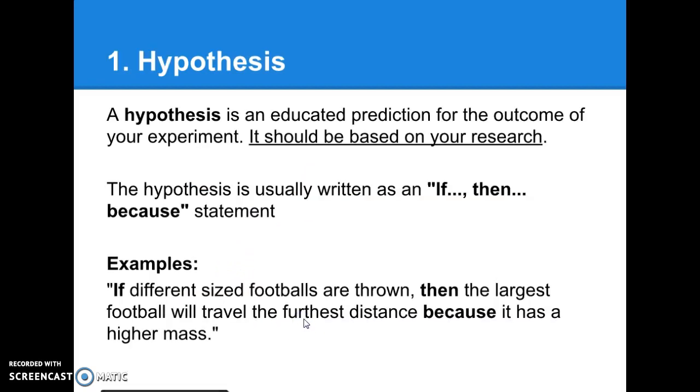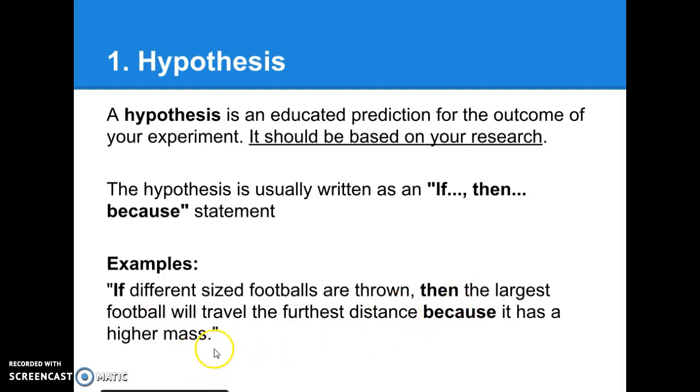The hypothesis is a very important part of an experiment. It should be based on research, so when you are designing a hypothesis, it should not just be a random guess. You should have some sort of research to back up your potential thought. Usually it's going to be written as an if, then, because statement. For example, if different sized footballs are thrown, then the largest football will travel the furthest distance because it has a higher mass.